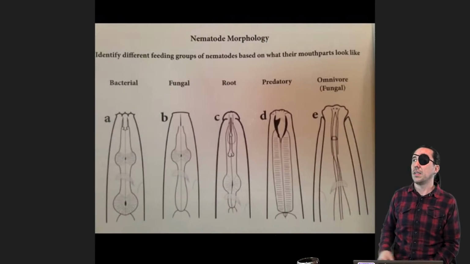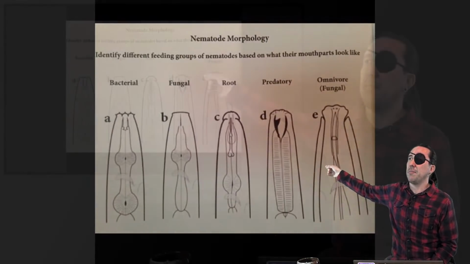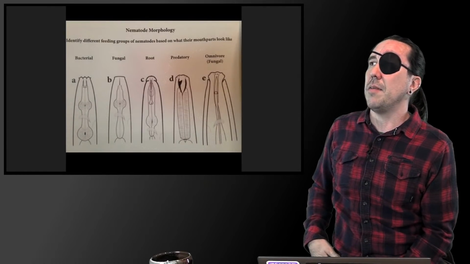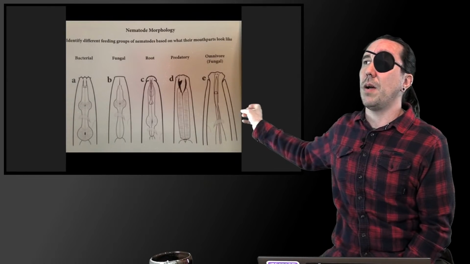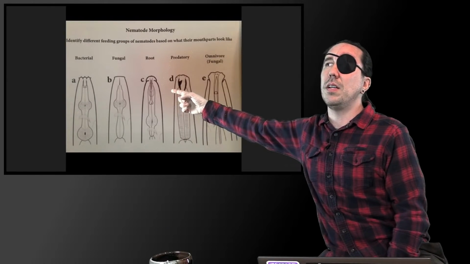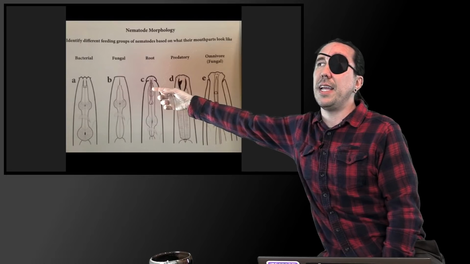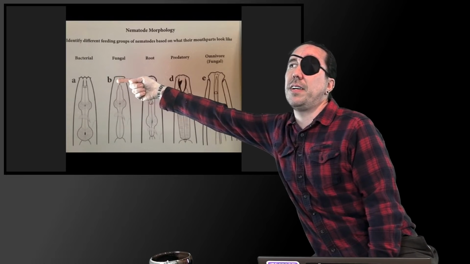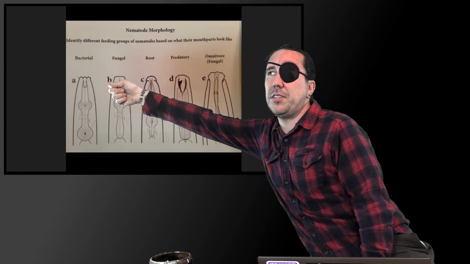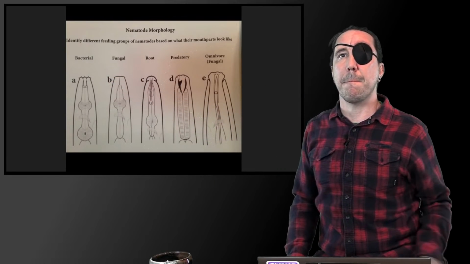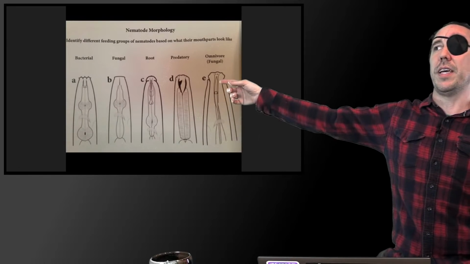So the first one, we've got a bacterial feeder. The mouth parts on a bacterial feeder are generally going to be rather simple. Their lips, they can have some ornate lips. I'm trying to point at the one far over here. If you scoot more over here, maybe you can reach further. Cool, thanks.